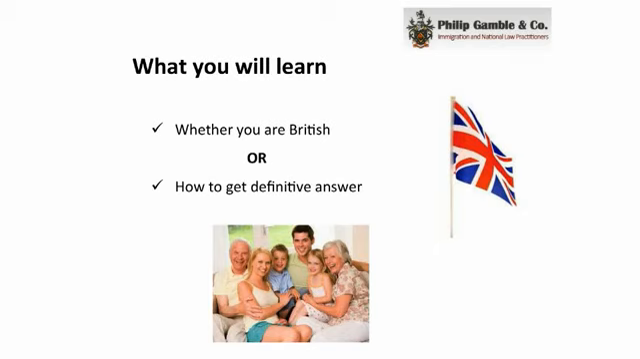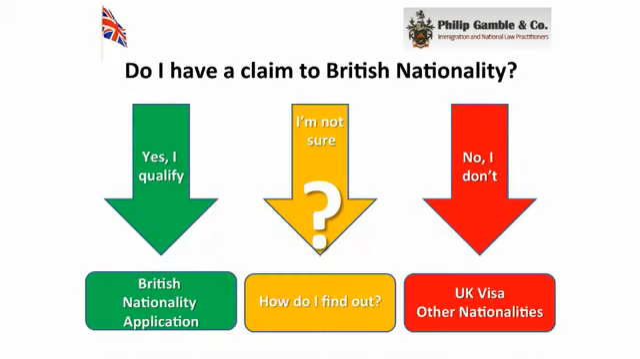So this brings us to the crux of the presentation. Most of you will be in that amber column in the middle, where you are unsure about your claim to British nationality, but you are struggling to find out the information. And it's our role to move you either into the right column, the red column, where you have no claim, or to the left column, the green column, where we can advise you that you do have a claim to British nationality.